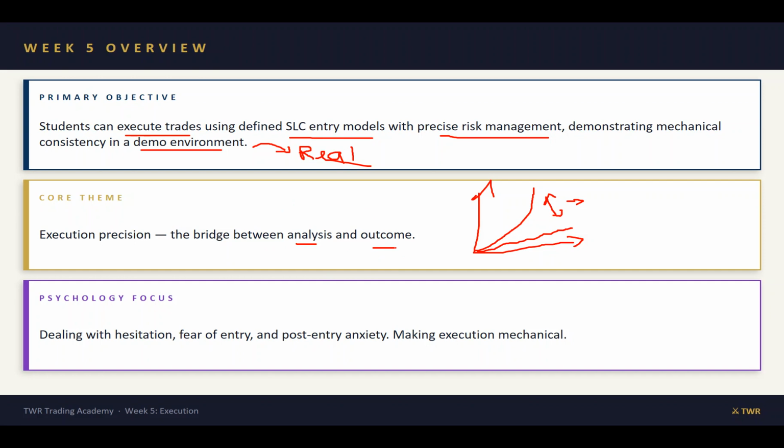Our psychological focus is dealing with fear of entry, post-entry anxiety, and making execution mechanical. If you can learn how to deal with fear of entry, because you fear losing money, or once you've entered, you start feeling anxious that your money is at risk, that is our psychological focus. And the only way to deal with it is making execution mechanical.